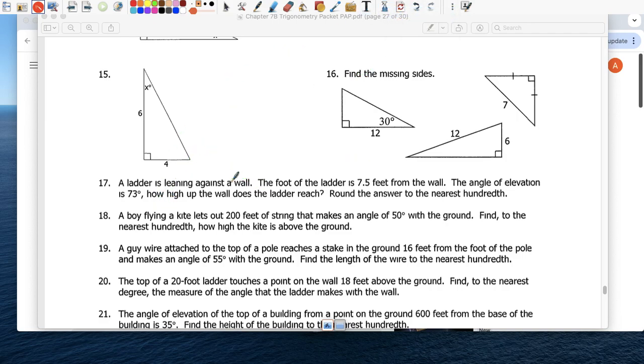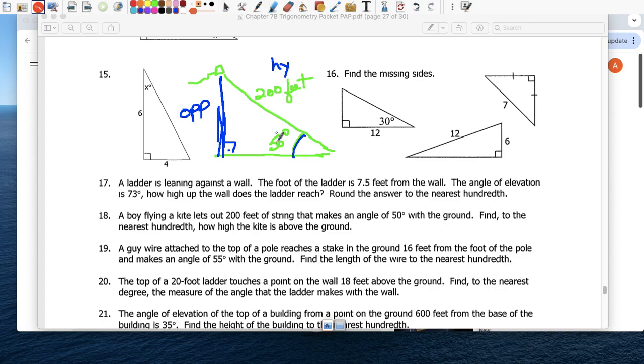18, there's a boy flying a kite. He lets out 200 feet of string that makes an angle of 50. So here's the ground, here's the kite, right? So this is the angle of elevation. This is 50 degrees, and this is 200 feet, the string. Find to the nearest foot how high the kite is above the ground. So they're looking for this guy. Here's your 90-degree angle. So from 50 degrees, this makes it the opposite. This is the hypotenuse, and this is the adjacent side.